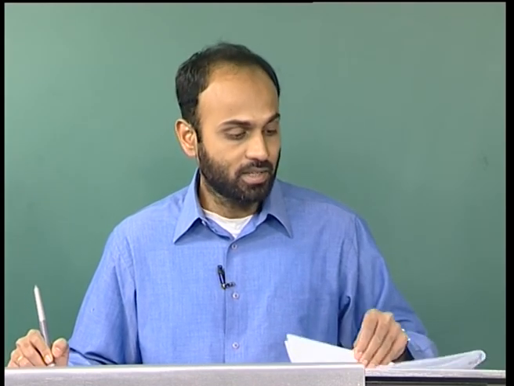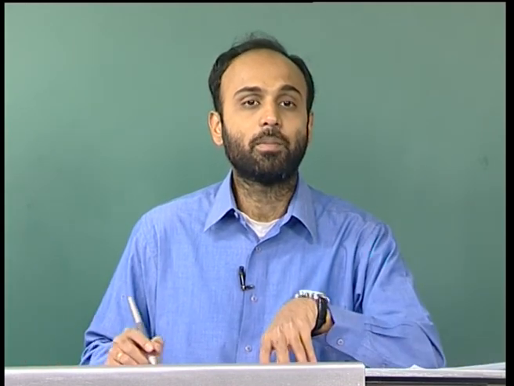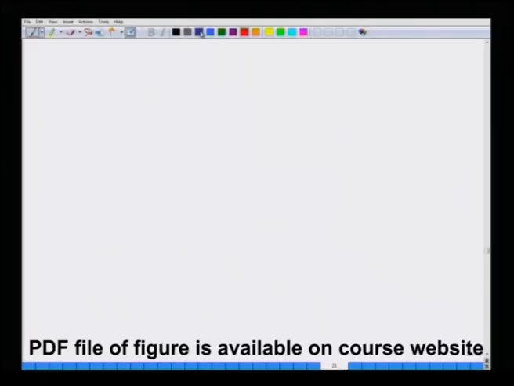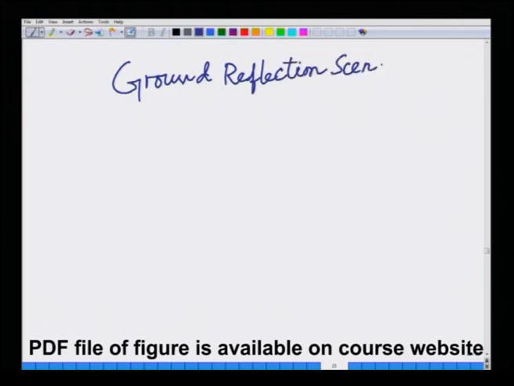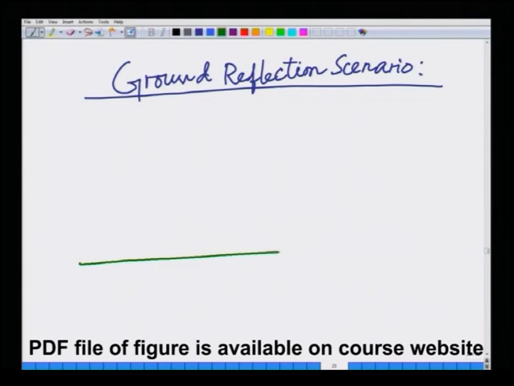For instance, let us consider the ground wave reflection scenario. As an example to see how the path loss exponent can be greater than 2, let us consider a typical ground reflection scenario. The ground reflection scenario can be modeled as follows. I have a transmitter at a height ht and I have a receiver at a height hr.